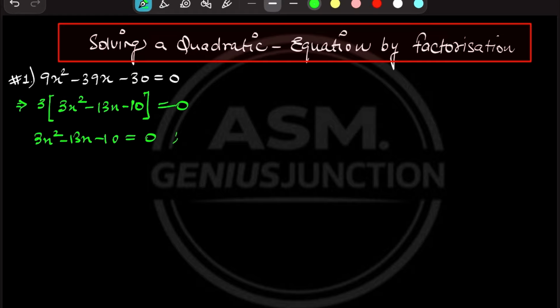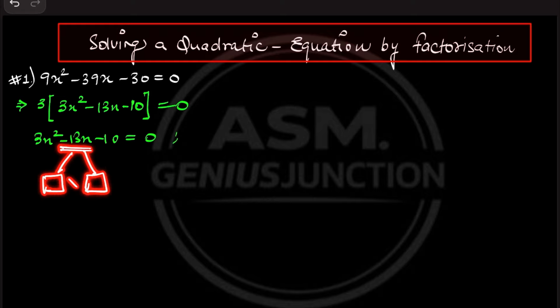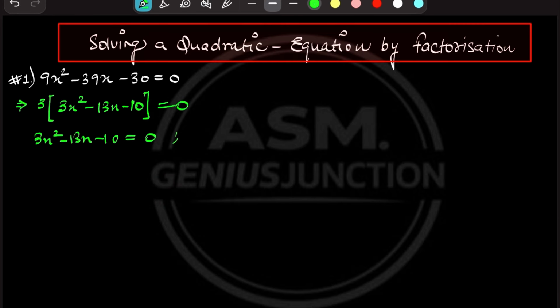Now I will be using the middle term splitting concept. So basically I'm splitting this middle term. I want two numbers whose product should be equal to the product of these two numbers. So I'm getting minus 30 when I multiply 3 and minus 10. So I need two numbers whose product is minus 30, and their sum should be equal to minus 13. Okay, so the two numbers are going to be 3x square minus 15x plus 2x minus 10 gives you 0.